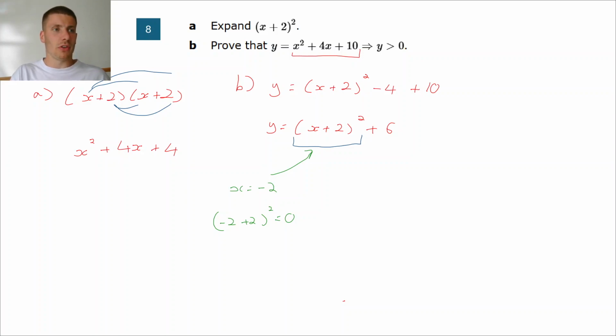So we can say that y would be equal to 0 plus 6. So y must be greater than or equal to 6, because if the smallest this could ever be is 0, then if we had 0 plus 6, y must be at least bigger than or equal to the number 6, which indeed is bigger than 0. So if y is bigger than or equal to 6, that must mean that y is bigger than 0. And that is our proof by deduction for question number 8.